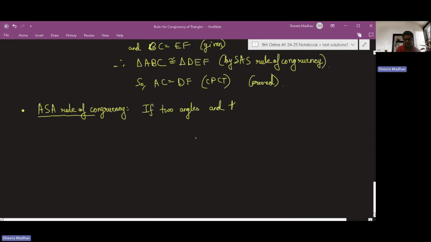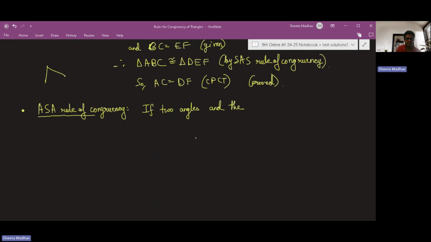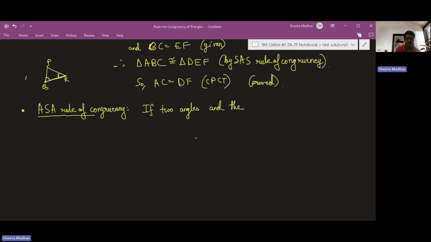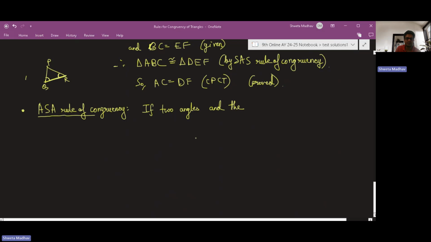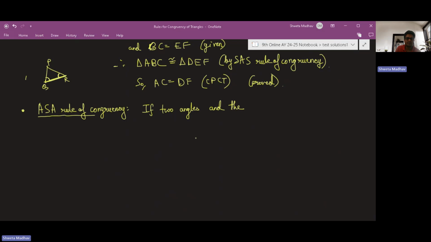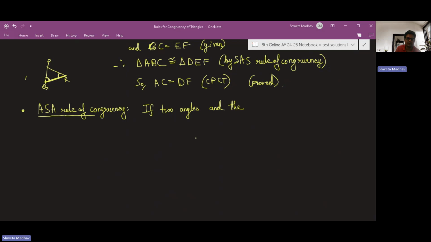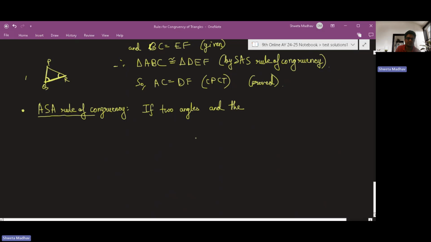and the included side. It means that suppose we take two angles, let's say in triangle PQR. If we take angle Q and angle R, then the included side is QR only, since this side is included with angle Q and angle R. Suppose we take angle P and angle Q, then we have to take the side PQ, since PQ is included with angle P and angle Q.